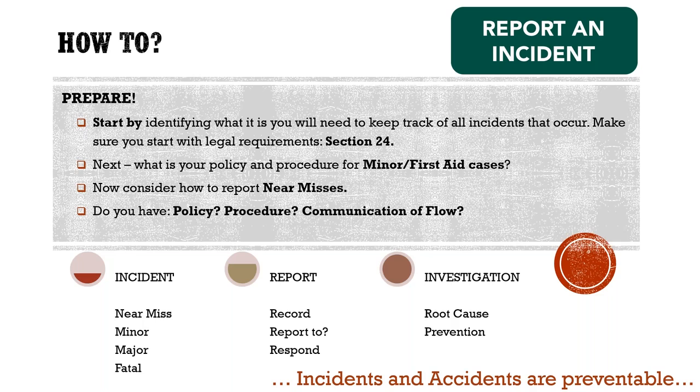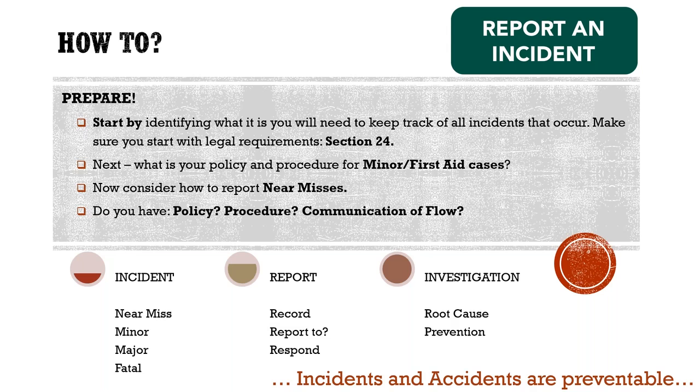So first, start by identifying what you will need to keep track of all incidents that occur in the workplace. A near miss reporting system, a first aid or minor injury record and register that needs to also correlate to the first aid box that you are using, and then all the documents for a reportable incident, such as your WCL1s or WCL2s or your FEM forms for an injury on duty related incident and accident.